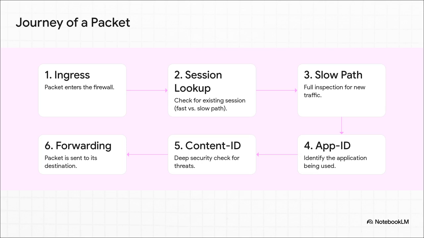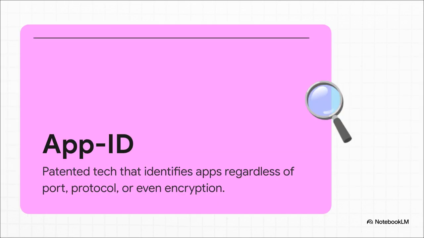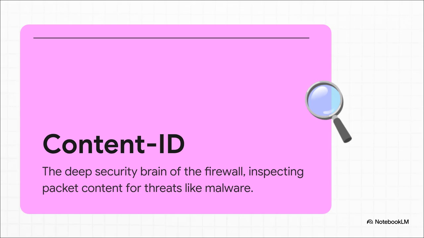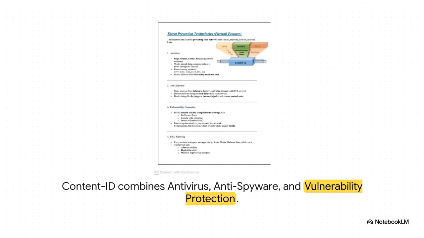Every new connection gets a really thorough, multi-step inspection to see if it's safe to let through. The first big check is App ID. It figures out what the application really is, like Skype or YouTube. And it's smart. It uses a bunch of different techniques to nail the ID, even if the app's hiding. Okay, once it knows the app, Content ID dives in and inspects the actual data for any malicious stuff. Think of it as antivirus, anti-spyware, and vulnerability protection all working together in one single pass.